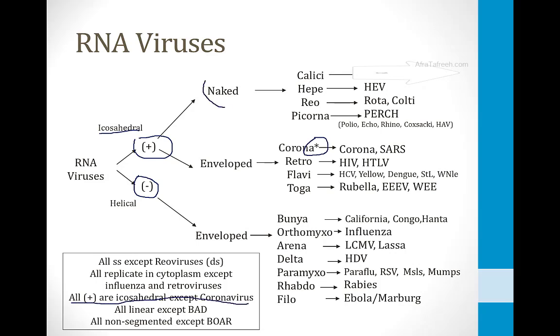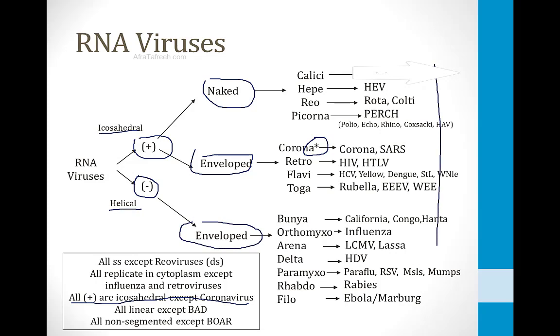Then there are naked icosahedral capsid positive sense RNA viruses and enveloped icosahedral capsid positive sense RNA viruses. And finally, all of the negative sense RNA viruses have a helical capsid, and they're all enveloped. The names of them I've written down the side here, and I won't go through them all in this module, but in the module on RNA viruses, I'll go through and name all these families and each of the viruses and talk about the infections that they cause. Some general rules of thumb are down here at the bottom.